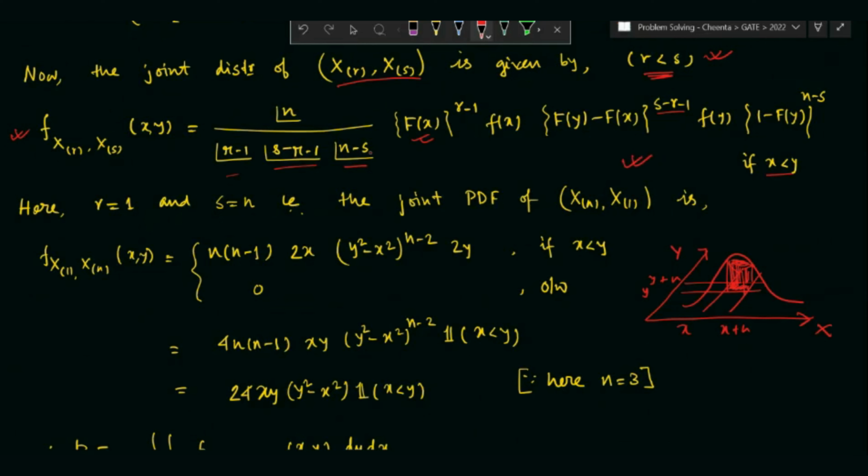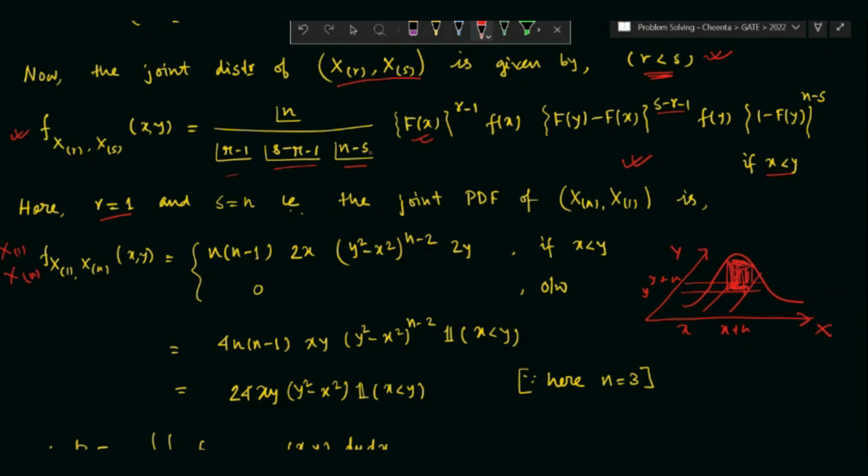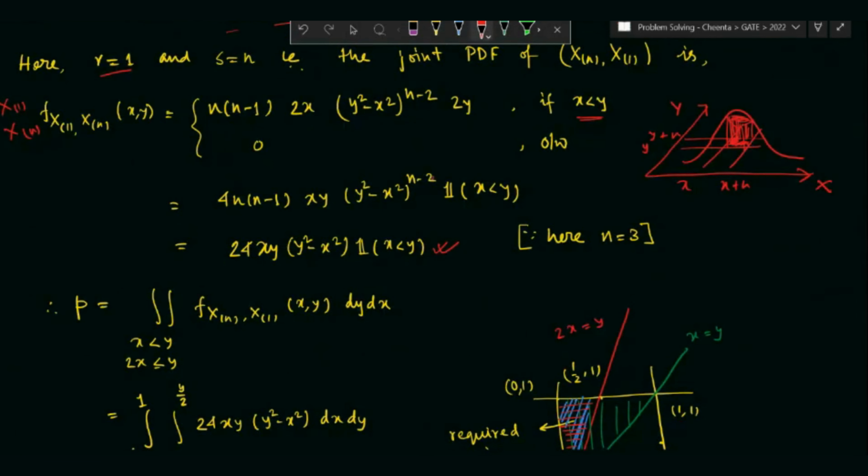You can check it. So here r equals 1 because X(r) is X(1), and s equals n, as we are considering the minimum and maximum here. So the joint PDF of X(1) and X(n) is given by n times (n minus 1) times 2x times (y squared minus x squared) to the power n minus 2 times 2y. We can get this from the formula. Here F(x) equals x squared and small f(x) is 2x, provided x is less than y, and 0 otherwise. So this becomes 24xy times (y squared minus x squared) times the indicator of x less than y. Also note that here n equals 3. The sample is of size 3.